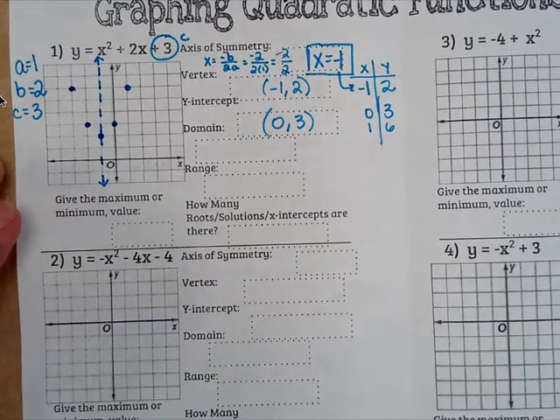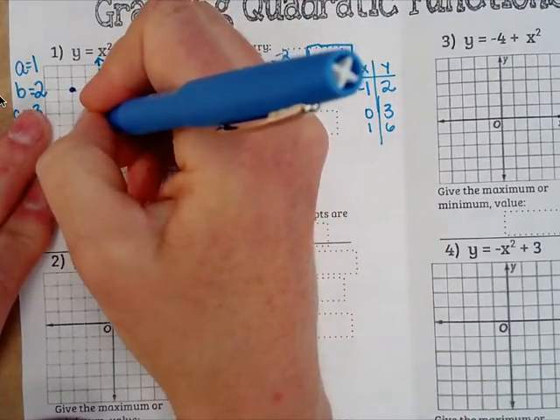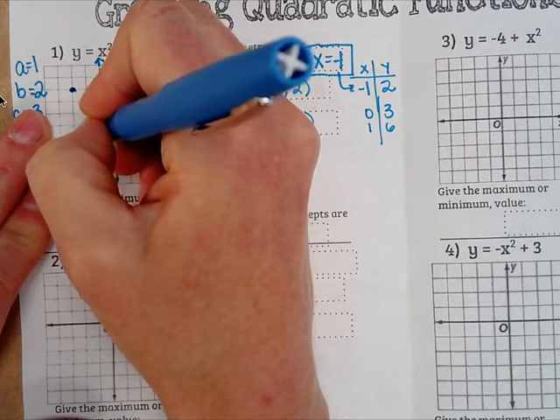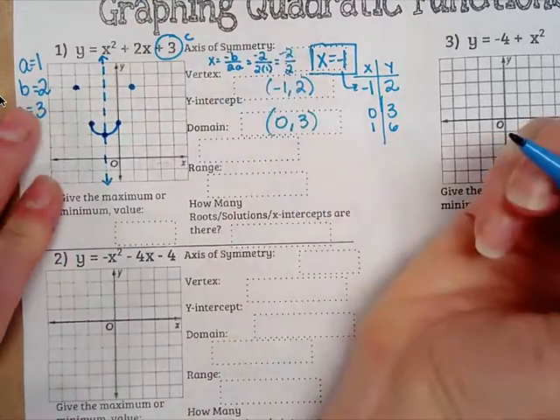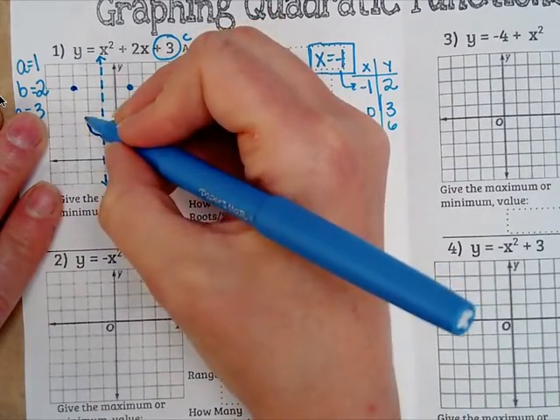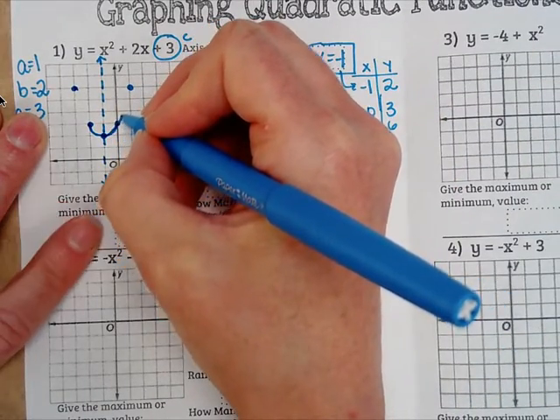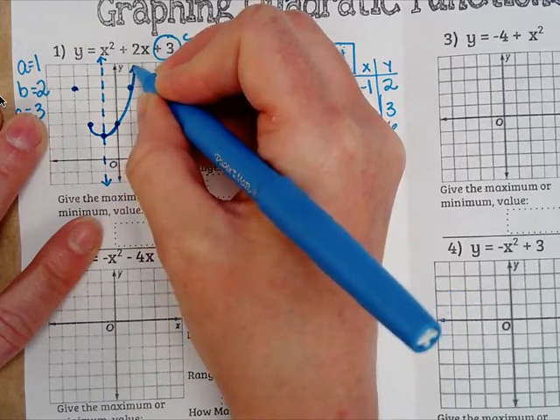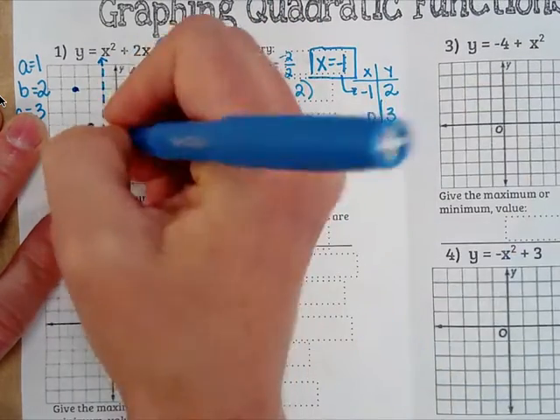You just need 5 points to be able to make your parabola now. So like I said yesterday, you're going to make that bowl looking part of your parabola. And then continue it up to both sides.